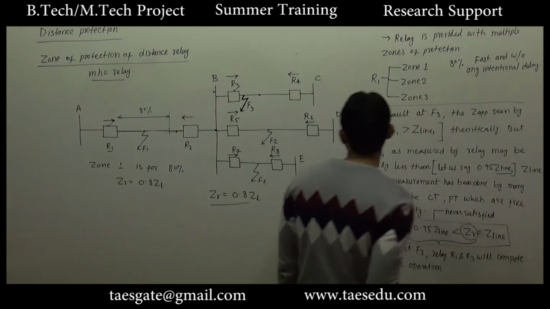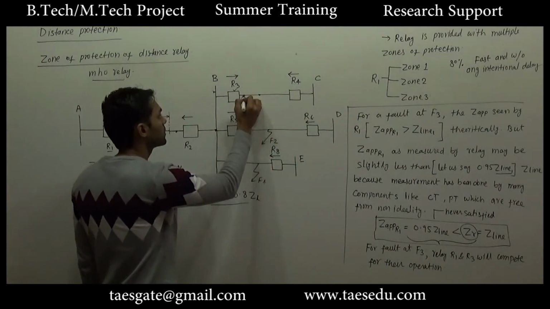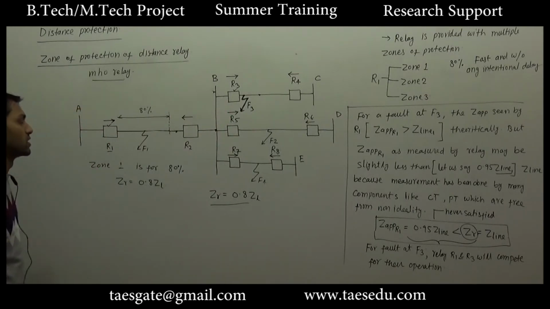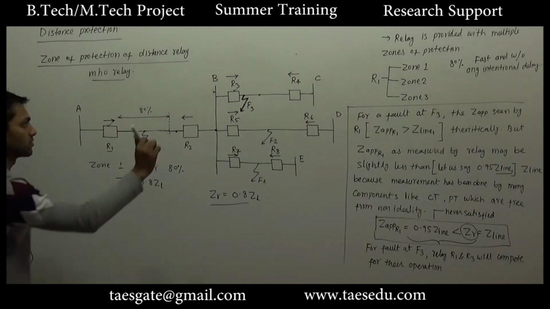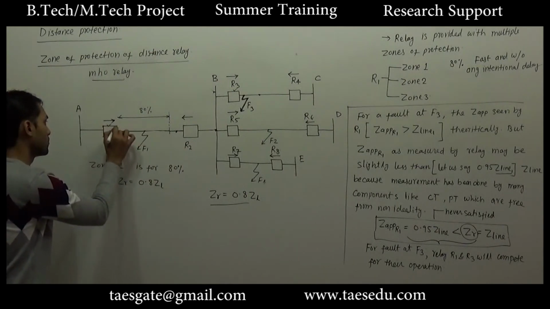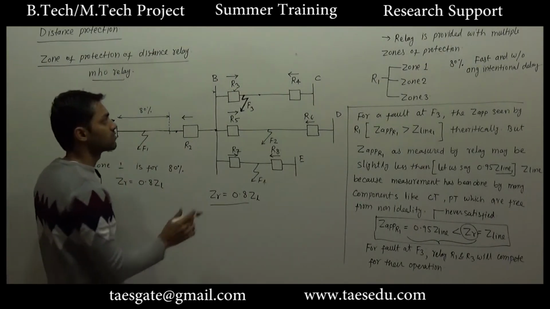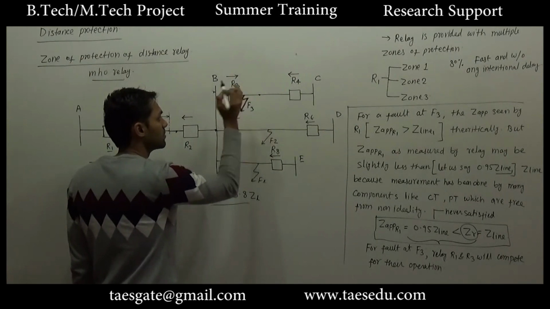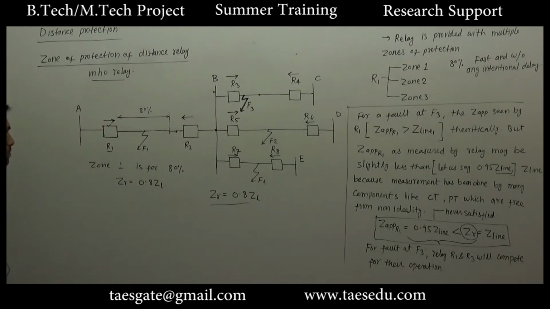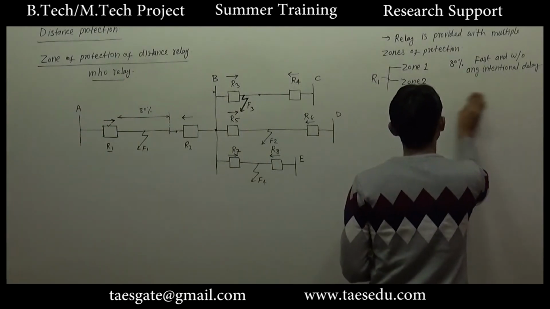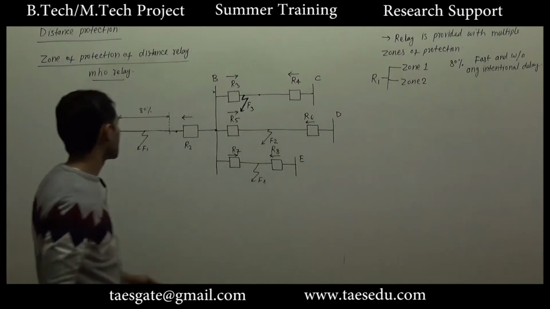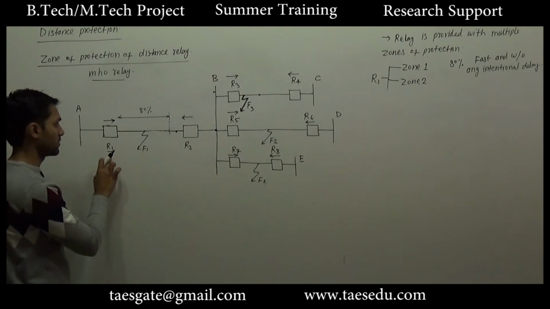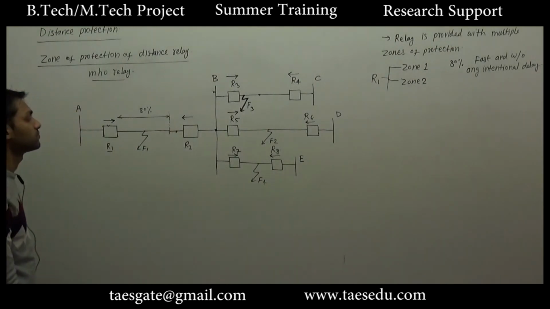If this condition will never be satisfied for this fault, this relay and this relay will not compete with each other. For this fault, the condition for operation of this relay will not be satisfied, so first this relay will be operated. This is the reason for setting the reach of zone 1 protection of relay 1 up to 80% only.